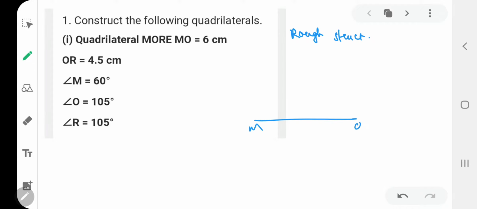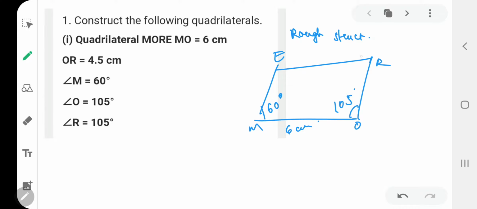This is MOR, and here E, suppose. So MO is given 6. This is given 60. This is given 105. This is also given 105 and this is given 4.5. Shall we start? So you have to take your base 6 centimeter. That will be your MO.